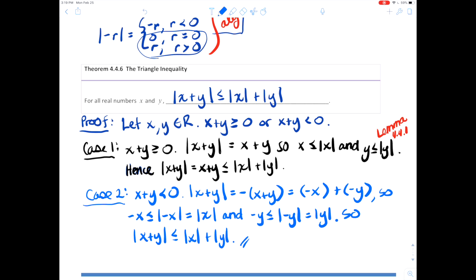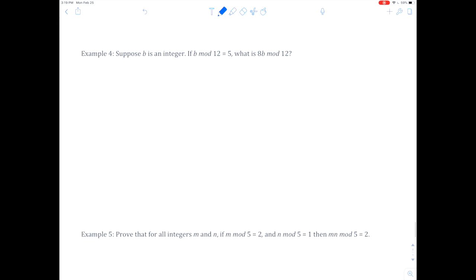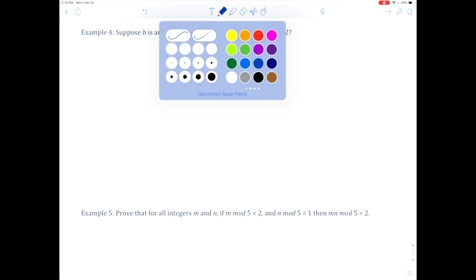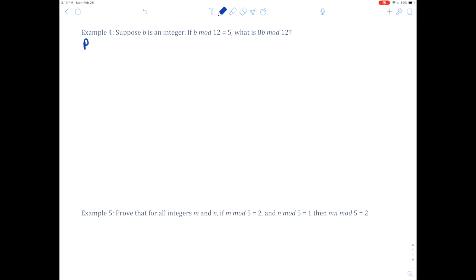Cool, cool? All right, so now a couple of examples. Suppose b is an integer, and we have that b mod 12 is 5, so the remainder when b is divided by 12 is 5, okay? We want to know what is 8b mod 12. So let's just start it out as a proof, because this problem asks for us to prove it.